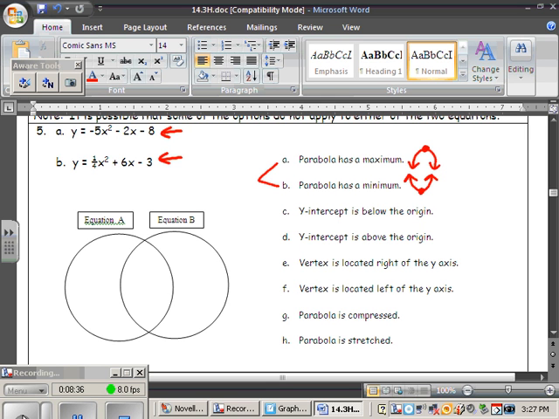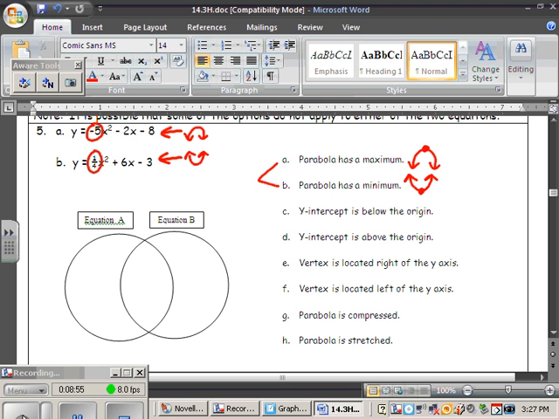So remember, that's going to be determined by the a. So look back at the equations and notice in equation A, it's negative. So that means it's going to be opened downward, where in B, it's going to be opened upward.